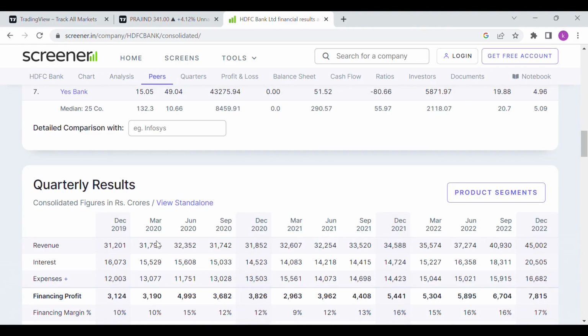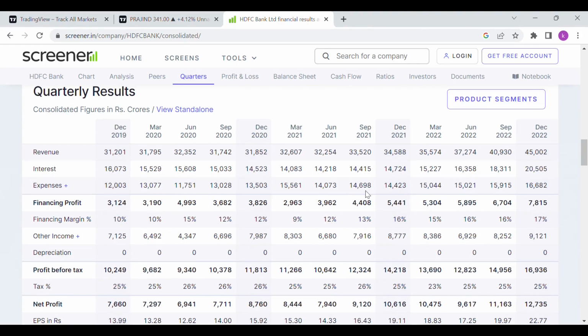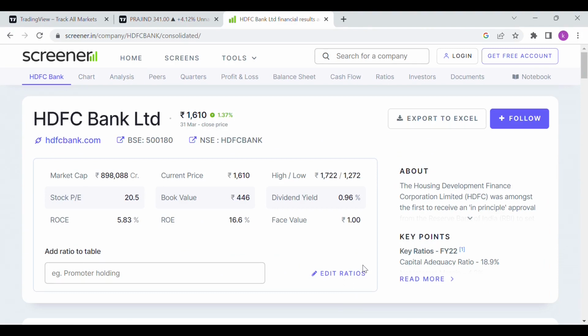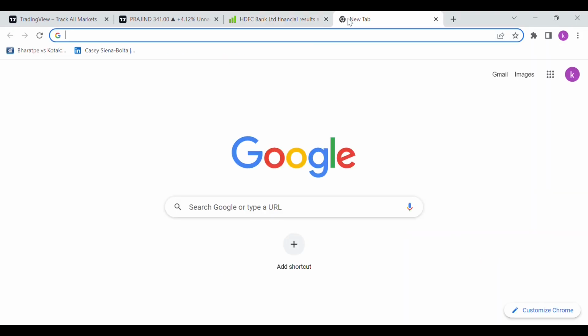This is how you can easily study any financial statement, so that you get to know whether you need to invest in that particular stock or not. Because if you scroll down, you can see the quarterly results and profits, whether they have been increasing or decreasing. So this is how you can gain a lot of knowledge. These two websites are very important to understand trading and the stock market.